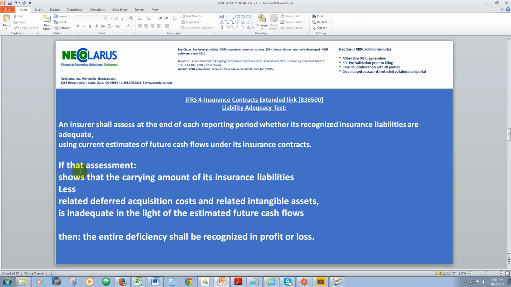This is the mechanics of the liability adequacy test. The estimated future cash flows are compared with the carrying amount of its insurance liabilities less related deferred acquisition costs and related intangible assets, and if there is a deficiency, it shall be recognized in profit or loss. So that's all about the liability adequacy test, which is required to be performed by the insurer at the end of each reporting period to find out whether its recognized insurance liabilities are adequate or not.